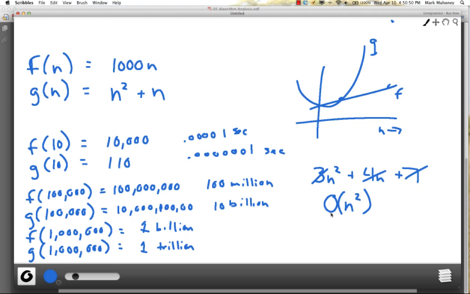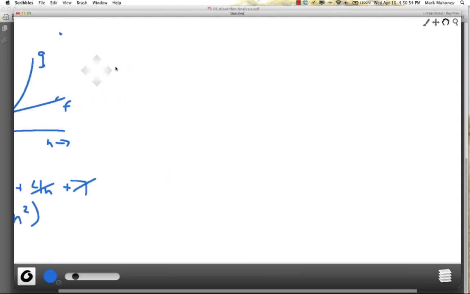Okay. And there's some common algorithm types or classifications. So we have, I'm going to list these from best to worst. A big O of 1 algorithm, we call that constant time algorithm.